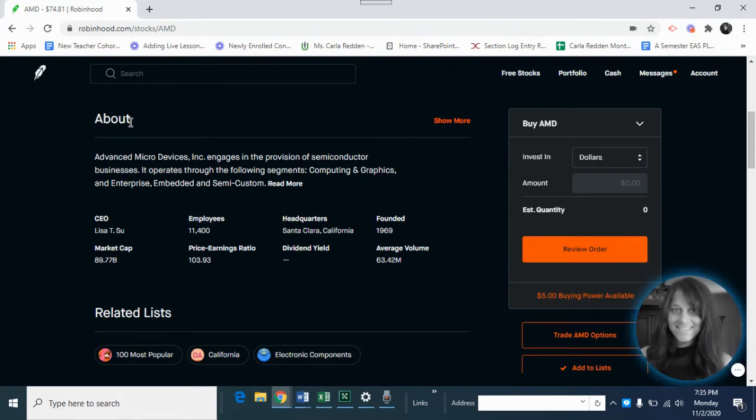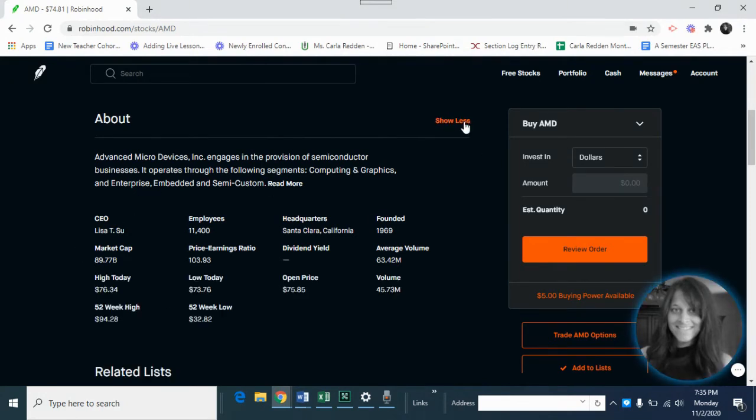So here's the about information of AMD, basically showing you, hey, this is what AMD is, this is what the corporation is, this is who the CEO is, how many employees are in this company, where the headquarters is based, where it's founded. So it gives you really good information to help show you whether you should invest in the stock. All right. It's giving you that basic information that you need, because Robinhood is about the basics, a user-friendly platform. It also shows you what the market cap is.